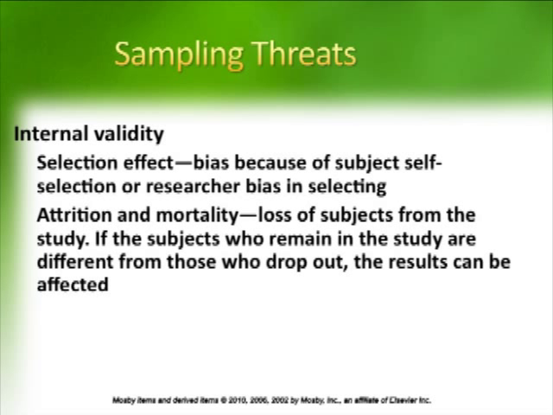For example, if you go to your internist's office and there is a sign on the wall saying, we need people for a drug study for depression, the people who choose to go and do that study are probably going to have different characteristics than those in the general population who have depression. Another threat is attrition or mortality, which is loss of subjects from the study. If the subjects who remain in the study are different from those who drop out, the results can be affected.